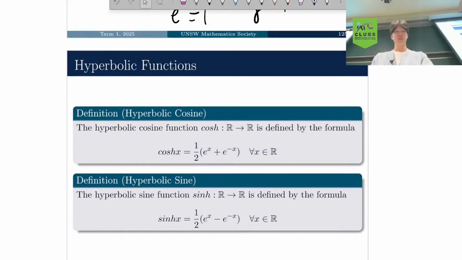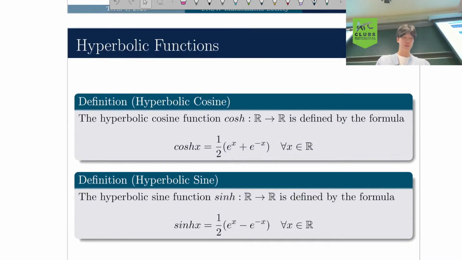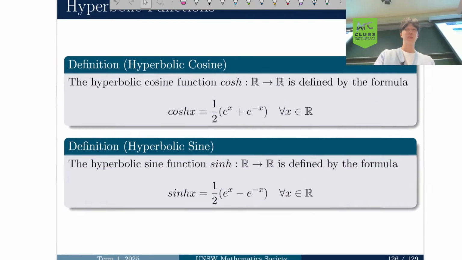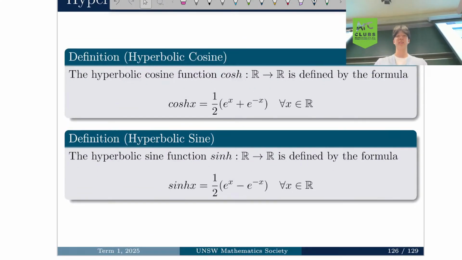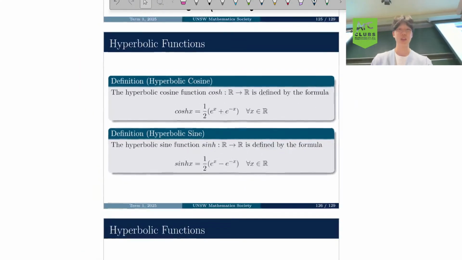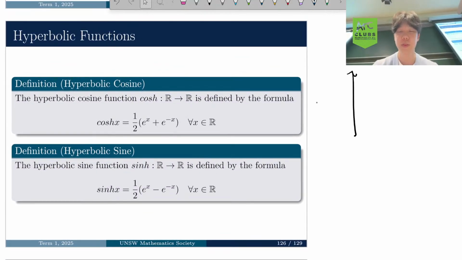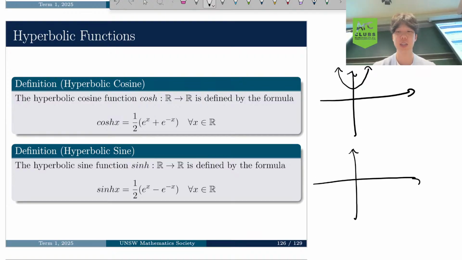All right, so now we're going to be looking at hyperbolic functions. So here are just a few definitions on what they are. Hyperbolic cosine, which is cosh, is just given by half e to the x plus e to the negative x. And hyperbolic sine, sinh, is defined by half e to the x minus e to the negative x. So if you want to know, it looks kind of like this. This is what cosh x looks like. And sinh x looks something like this.